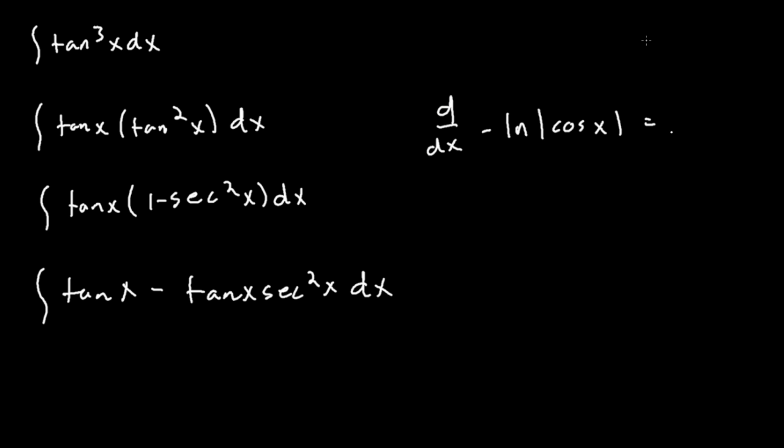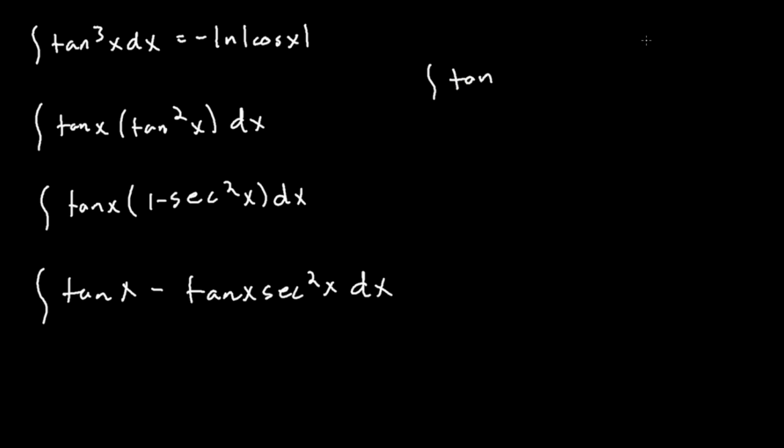Therefore, the integral of tangent is equal to this. Let's go ahead and write that down then. Save the answer up here, actually. Negative natural logarithm of cosine of x. All right, now we need to solve for the integral of tangent secant squared.